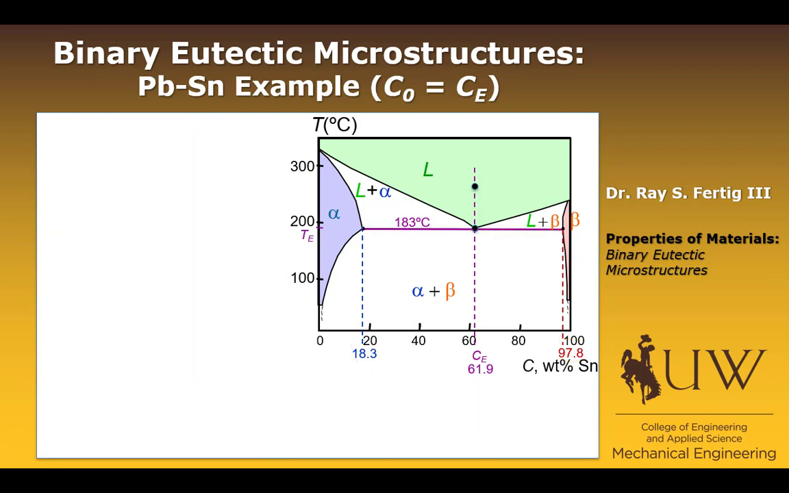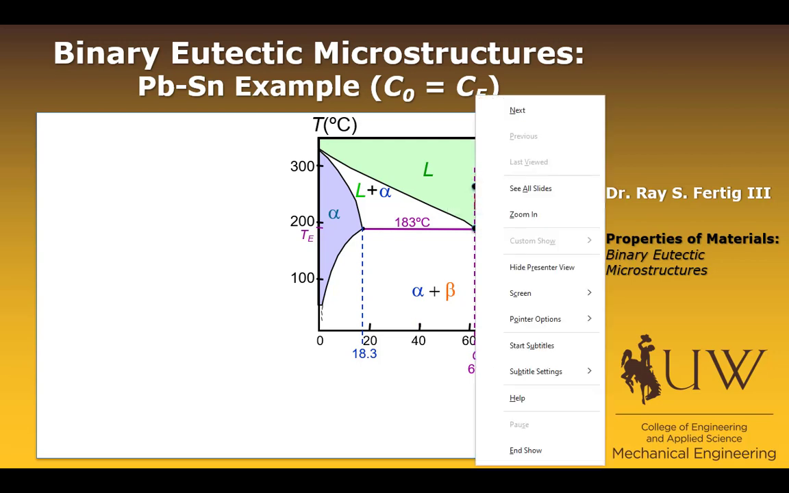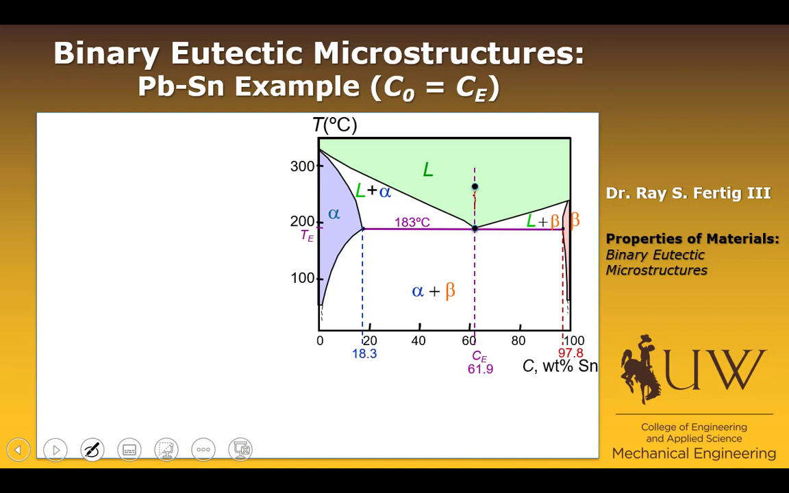Okay, to think about the microstructure that's going to emerge, let's think about what we are starting with. So we're starting with a liquid. So remember what we're doing, we're cooling down through the eutectic point. Okay, so we begin with some liquid, call it CL, that is 61.9 weight percent tin.